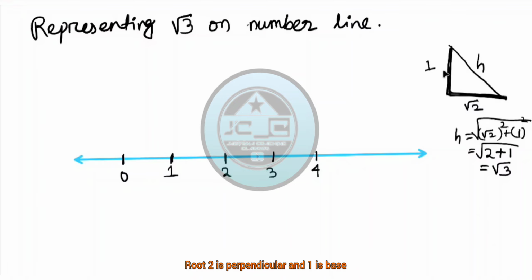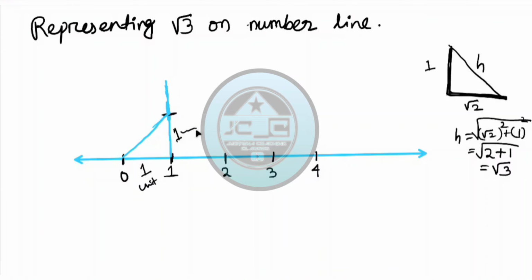Root 2 as the perpendicular and 1 as the base, either way is easy, but we first have to construct root 2. So in order to represent root 3 on the number line we have to draw root 2 first. To draw root 2, follow exactly the same steps: draw a 90 degree angle, mark 1 unit, measure 1 unit, then connect the points here. This is 1 unit and this is 1 unit, right, and this will be root 2 unit.